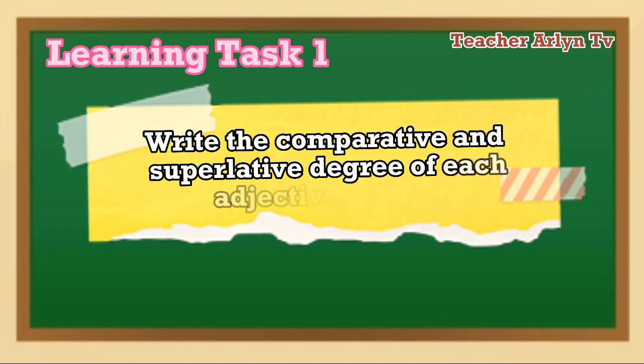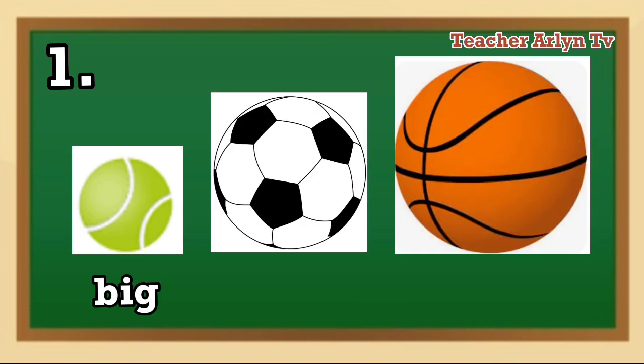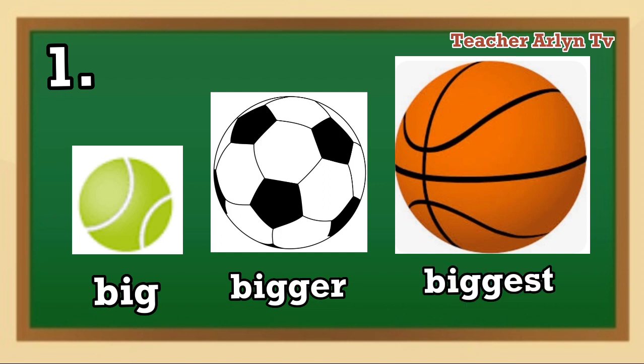Write the comparative and superlative degree of each adjective below. Number 1. Look at the 3 different balls. The tennis ball is big. What would be the comparative degree of the word big? Very good, it's bigger. The soccer ball is bigger than the tennis ball. In superlative degree, the correct word is biggest. Very good. So the third ball is the biggest among them all.